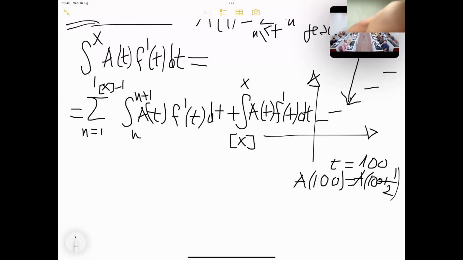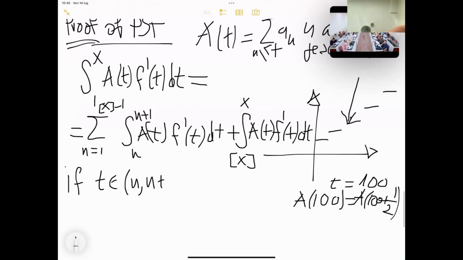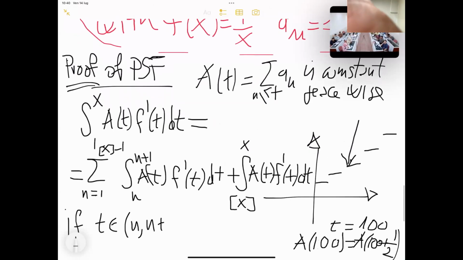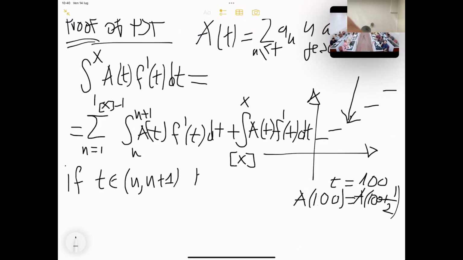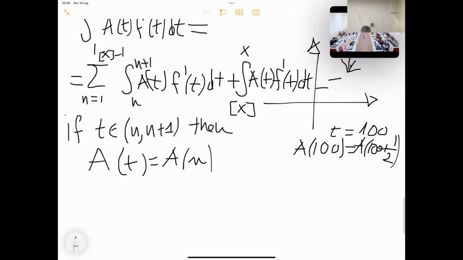And if t belongs to the interval n, n plus 1, then a of t is simply equal to a of n, right? Because there are no more integers between n and n plus 1 strictly, right?